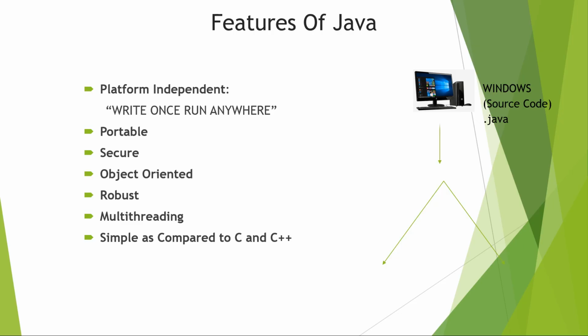Okay, after that, this source code will be compiled into bytecode, and the compiler will do that. And what is the extension of that? It is .class. Whenever we convert the source code into bytecode, the extension of the source code is .java, and after we compile it, the .java file is converted into a .class file.